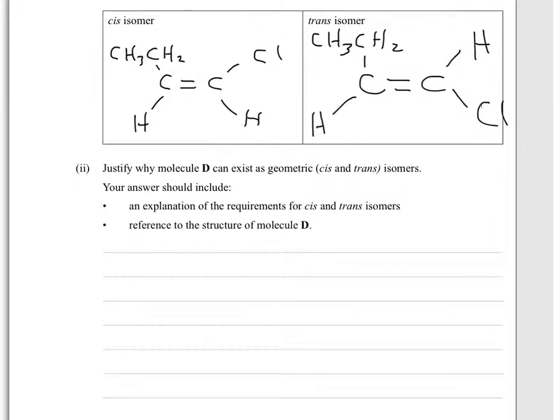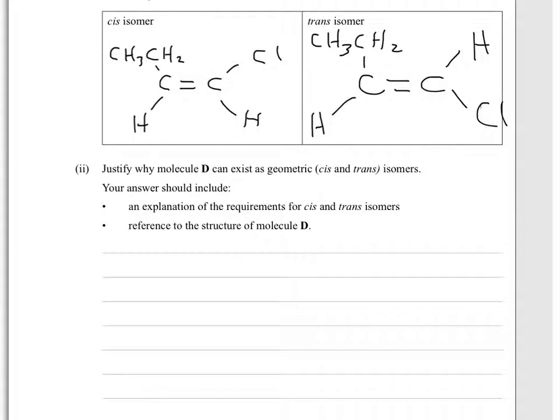Justify why. Okay, same as the other one. They've asked us to do an exercise, and now they want us to justify it. So we're basically just writing down the ideas that we used to draw this so that we can give an in-depth answer. So in this case, explanation required for cis and trans, and reference to the structure of this molecule.